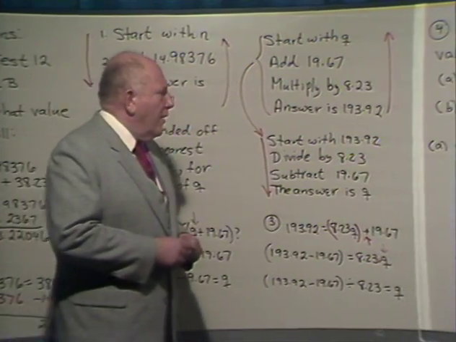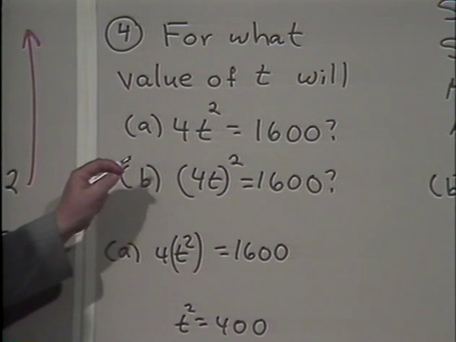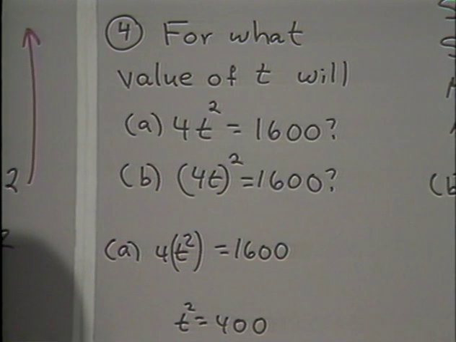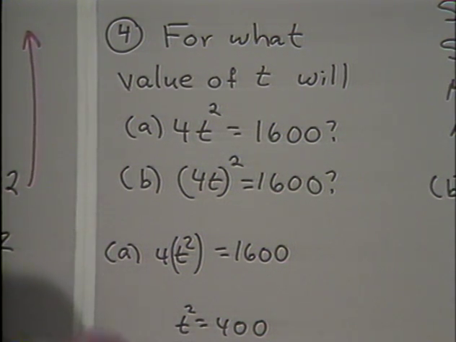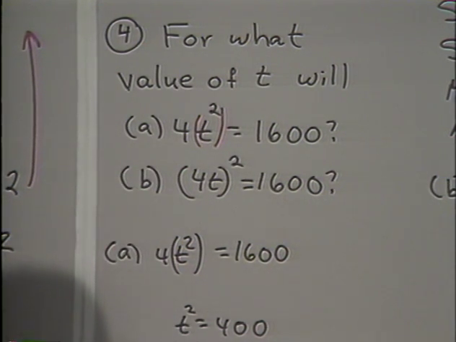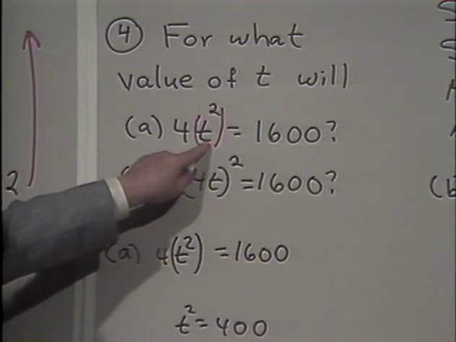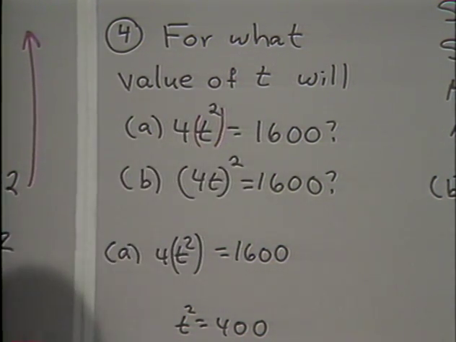Let's just go on and do a few more problems together. Problem number 4 says, for what value of t will 4t squared equal 1600? Problem B, if I just read it, seems to say the same thing. It says, for what value of t will 4t squared equal 1600? The thing I want you to understand is that when there are no grouping symbols, we mentioned this before, it's assumed that the square refers only to the factor immediately to the left. In other words, you read this as what? Start with t, square it, then multiply by 4, and the answer is 1600.